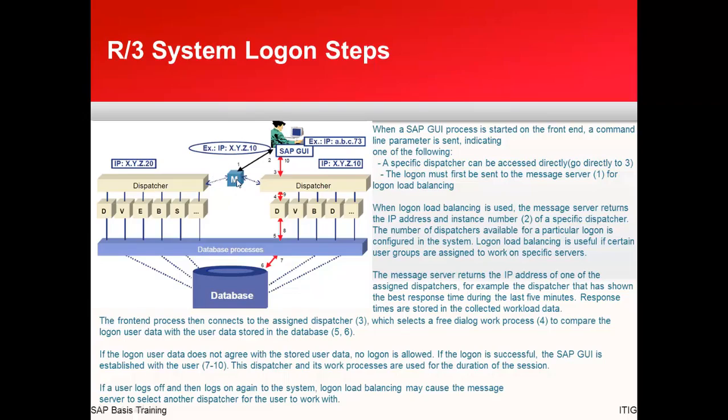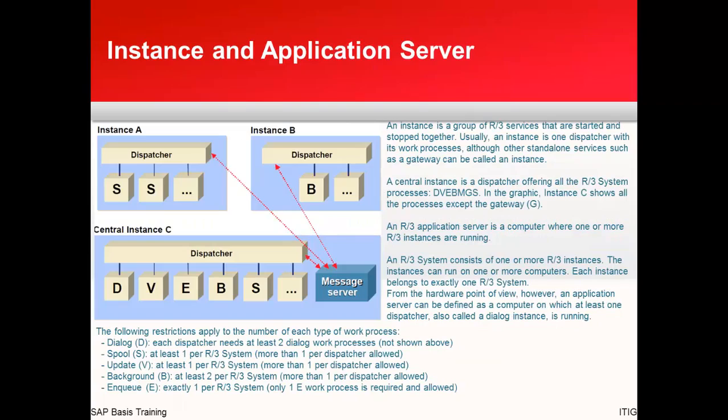And in case we have multiple dispatchers in our environment, the message server will make sure it redirects to the right dispatcher based on load balancing. And suppose we have multiple dialog work processes, minimum it should be 2. The dispatcher will make sure it does load balancing between the different work processes, and it allocates the work process to the user based on availability. So that's how the login process works, and the allocation of work process is done.